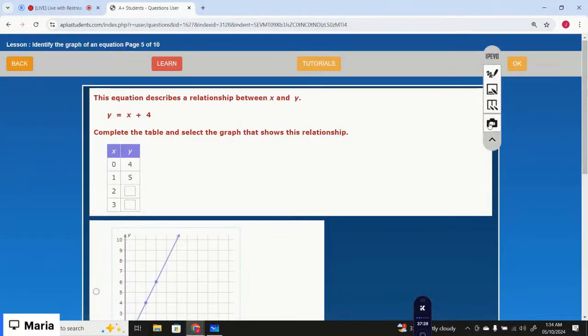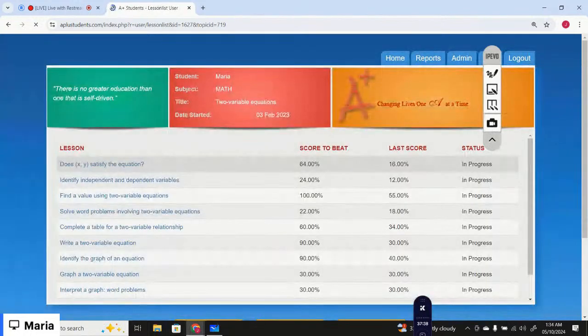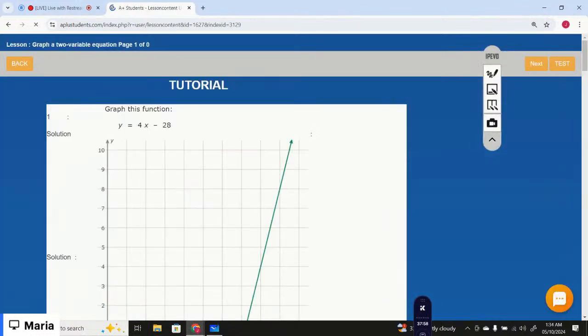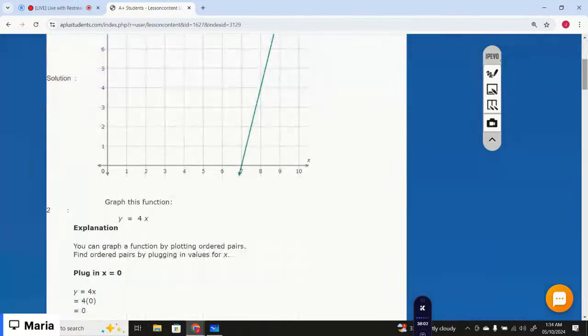Okay, you can complete the lesson by yourself later today. Let me just move on to next lesson. Okay, the next one is graph a two variable equation. Graph the function y equals 4x minus 28.